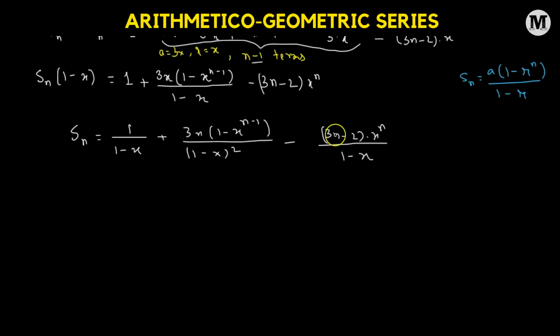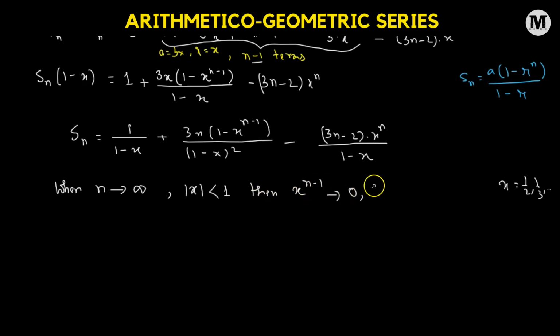Now, we also need to find the sum to infinity. So that means when we have n going to infinity, we have an infinite number of terms. Now, if we have an infinite number of terms, we are also provided with the condition that the absolute value of x is less than 1, which means that the common ratio x could be half, or it could be 1/3, or any value which is less than 1. So with the condition that the absolute value of x is less than 1, and when n goes to infinity, then x raised to the power of n minus 1 is going to go to 0. And x raised to the power of n is also going to 0.